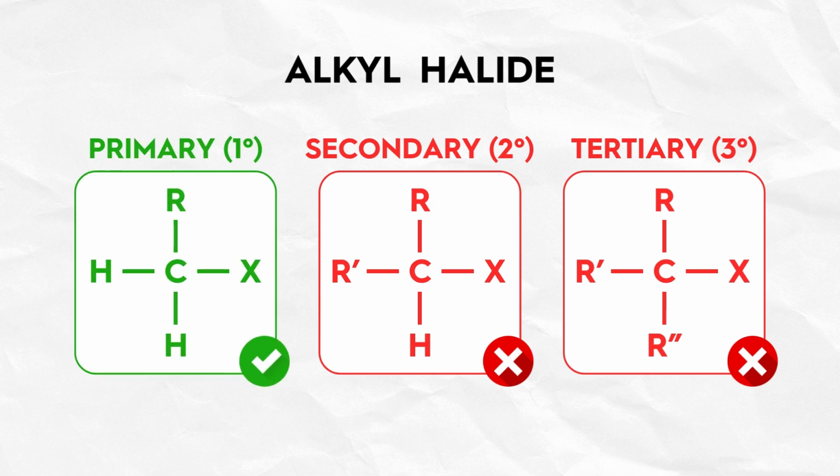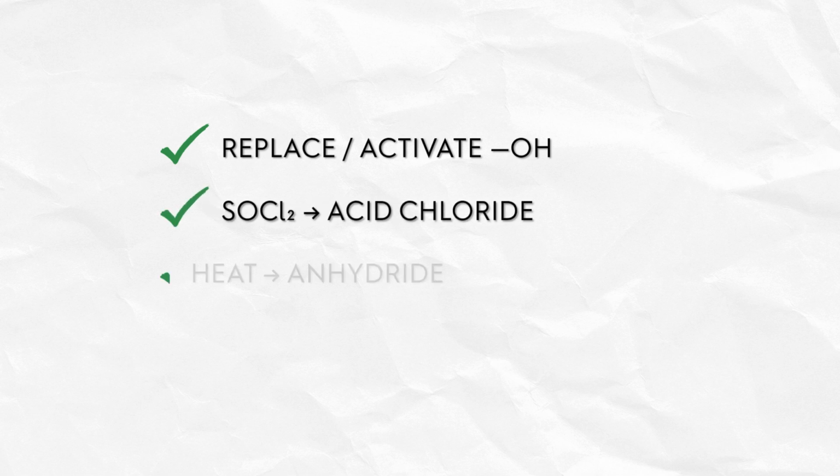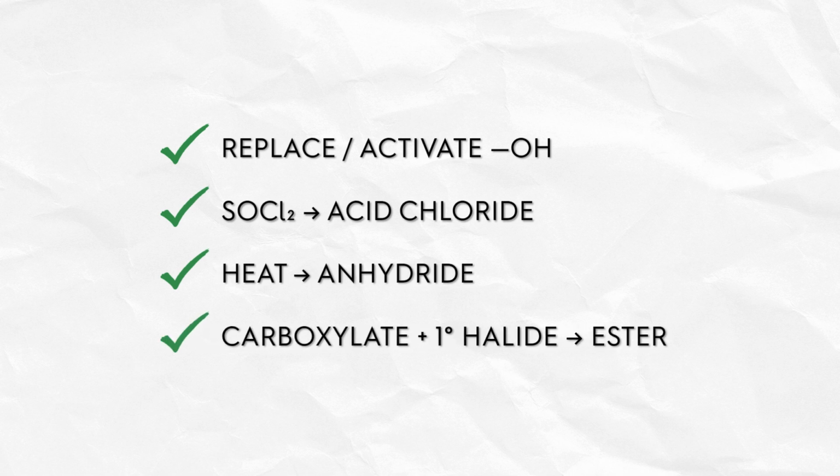So far, we've covered why we replace or activate the hydroxyl group, how thionyl chloride makes acid chlorides, how heating can form anhydrides, and how carboxylates make esters by SN2 mechanism with primary halides.